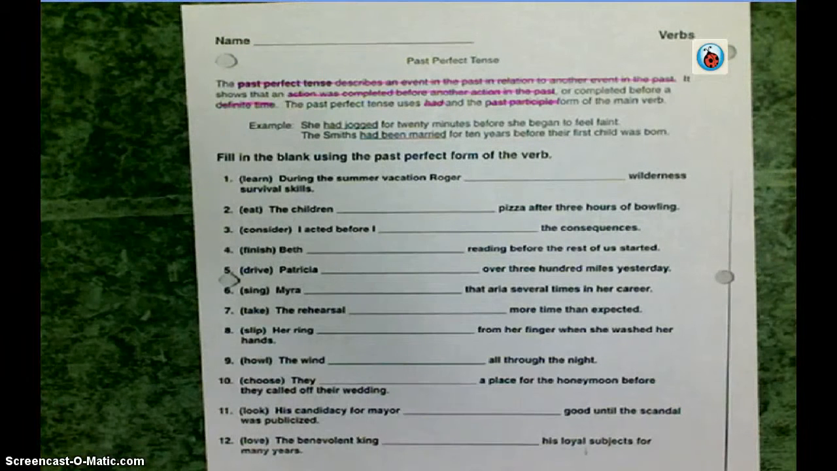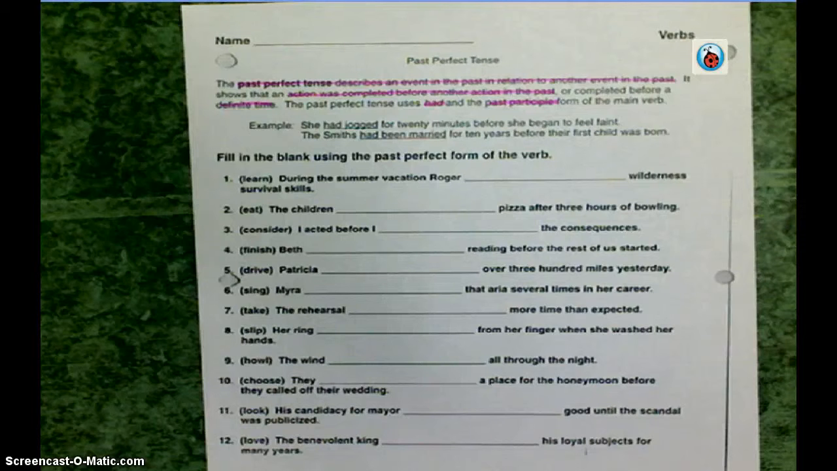So basically, you want to remember that it's two events in relation to each other, both that happened in the past, okay? You use had, because that is the past of have, and the past participle. And we did past participle before. You can reference back if we have irregular verbs there too, okay? So we're gonna do 1 through 6 together, and you can do 7 through 12 on your own, okay?